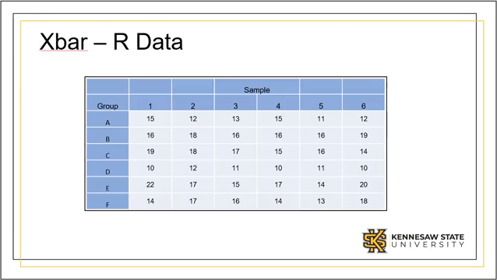Let's consider this example. We have a subgroup size of 6 and we collect 6 groups of data. Each row represents a group of data.